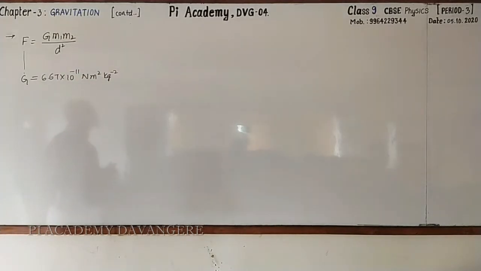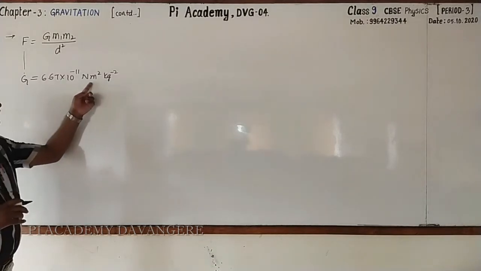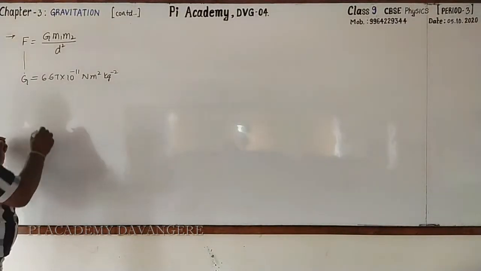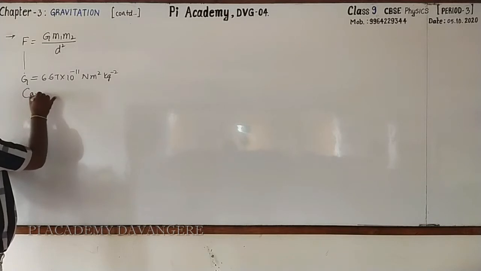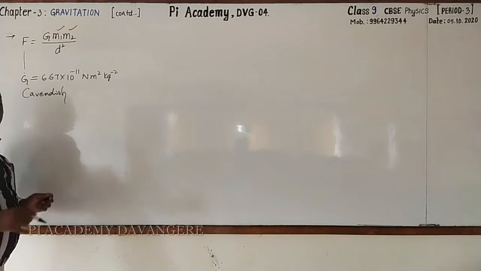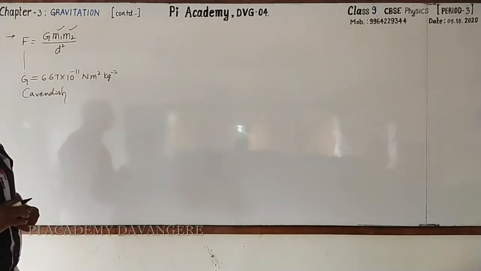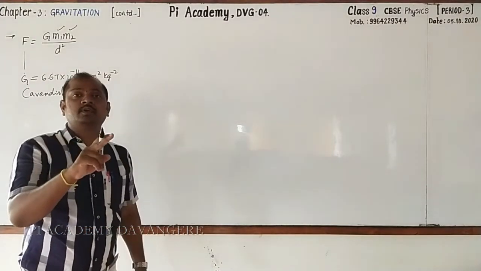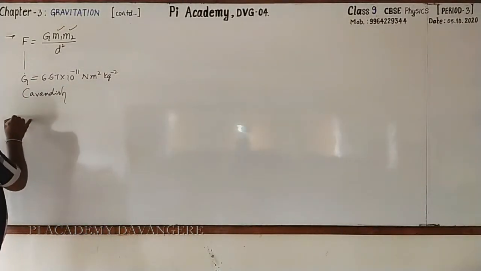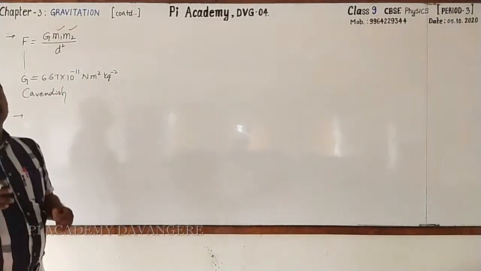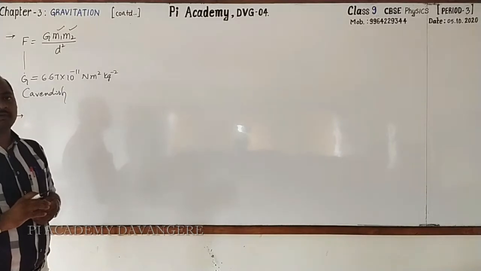Then what is the unit of gravitational constant? This is only Newton meter square kg to the power minus 2. Who discovered the value of gravitational constant? Yes, he is Henry Cavendish. Next, M1 and M2 are the masses of two bodies, right? And d is the distance between the centers of the two bodies. Then after that, we learned the important laws of planetary motion which were given by Johannes Kepler, right?